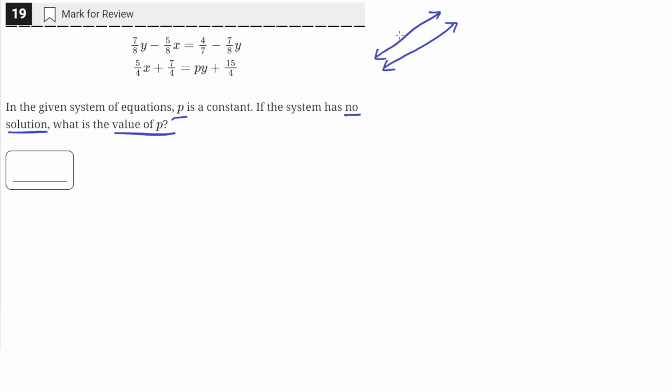have the same slope, meaning they are parallel, but they are not overlapping, so they have different y-intercepts. And in the standard form of two linear equations, they are parallel when the coefficients for x and y are directly proportional to each other, meaning they're multiples of each other. So let's rewrite these two equations so that we can write the y's and the x's on the same side.